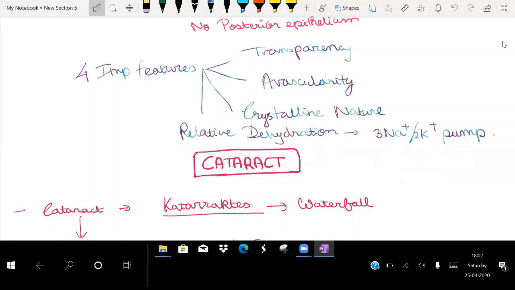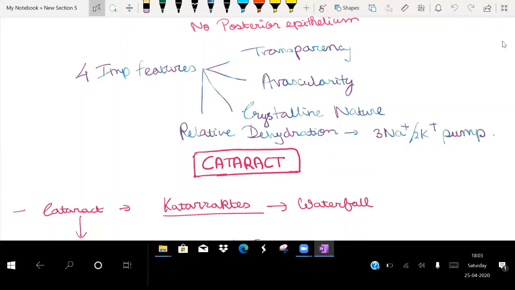Now what it means is that there is a pump, there is a sodium potassium pump. So this sodium potassium pump throws 3 sodium outside the lens and 2 potassium into the lens. Now while it is throwing 3 sodium outside the lens, it is also throwing water outside the lens. So when you compare it with the eyeball, it shows relative dehydration.